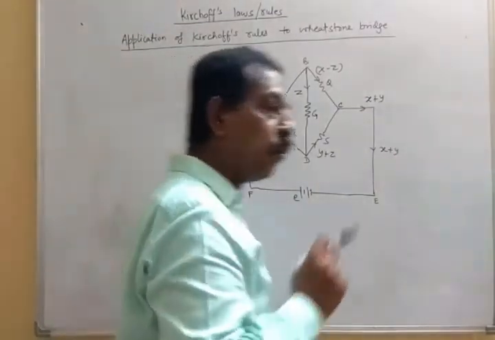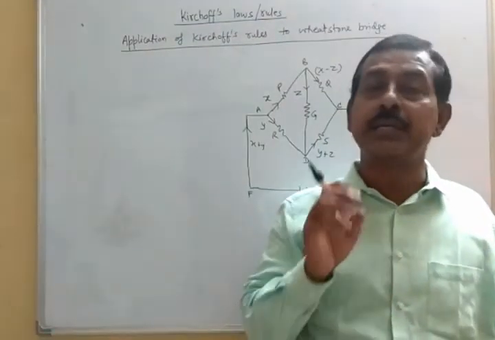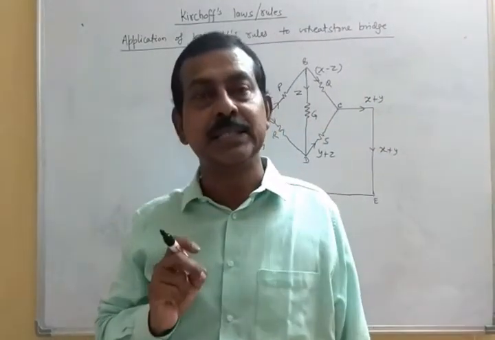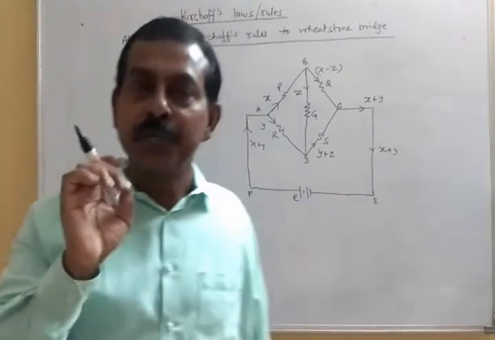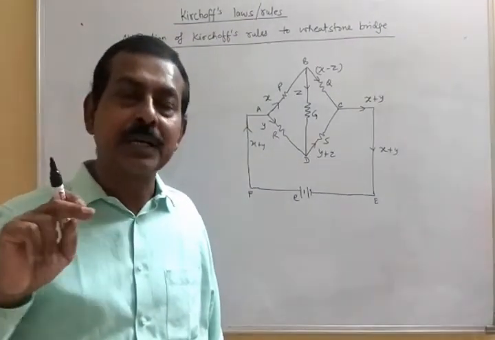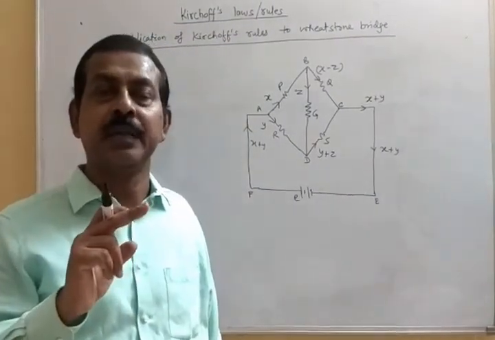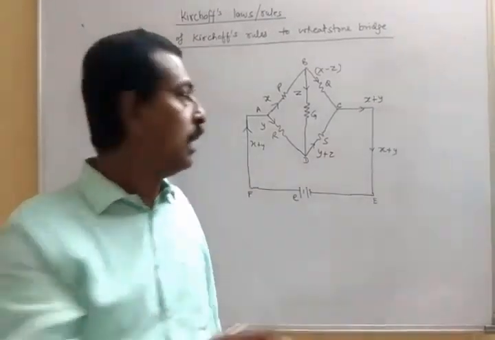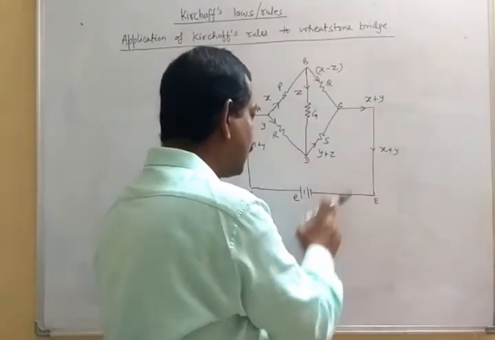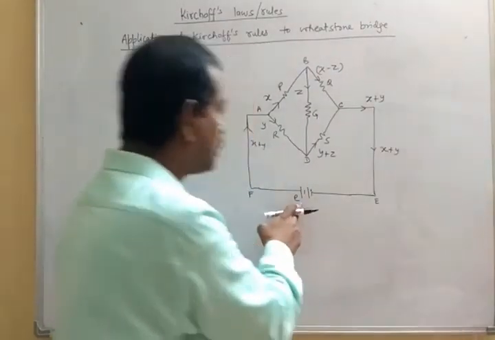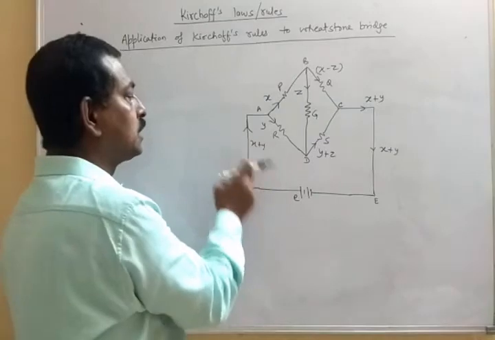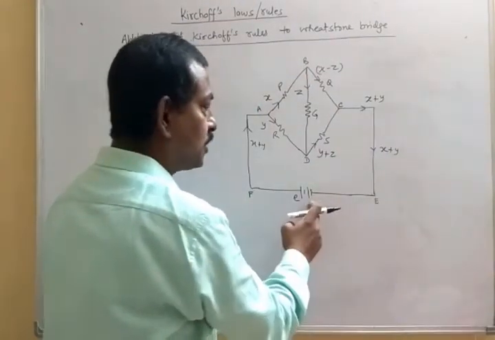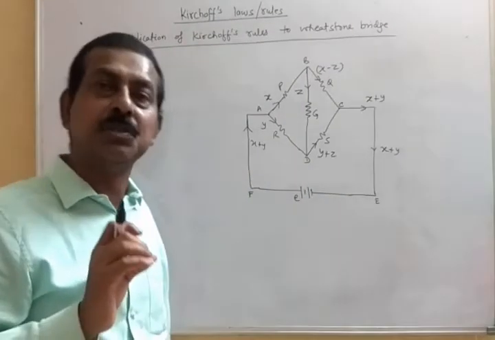Now, whether your current distribution in the given network is correct or not, for that the best test is you just see from a particular point, whatever current is leaving, is it the same current returning to that point or not? Say for example, we are taking that it is a cell through which current X plus Y is coming out from positive terminal. It is same X plus Y is reaching here. That means our current distribution is correct.